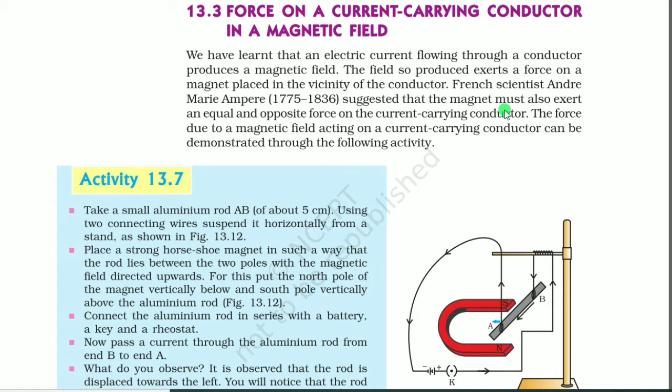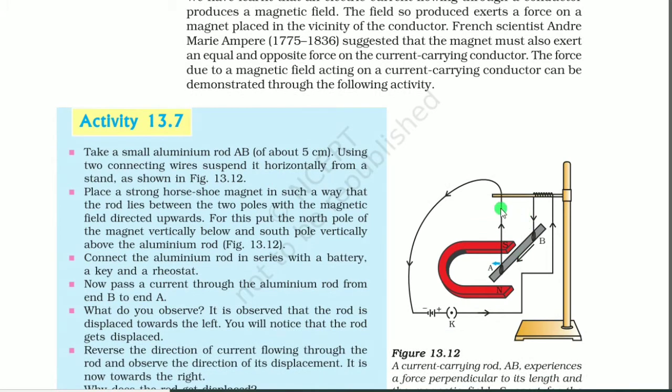When we started this chapter, we already acquired the knowledge that a current carrying conductor behaves as a magnet. So you can see, according to this arrangement, this conductor is carrying current, so it will behave as a magnet. This is a virtual magnet, and there is a real magnet.